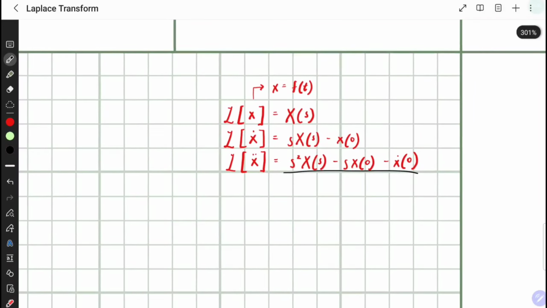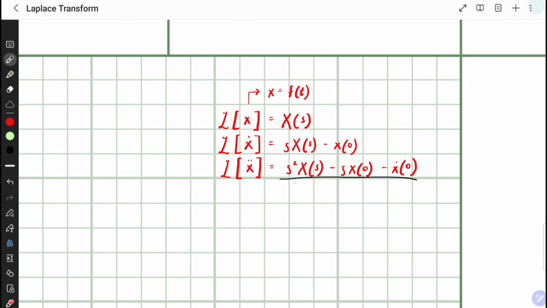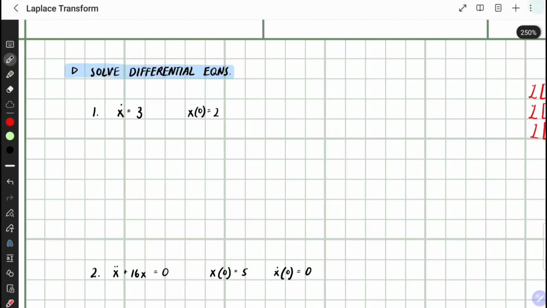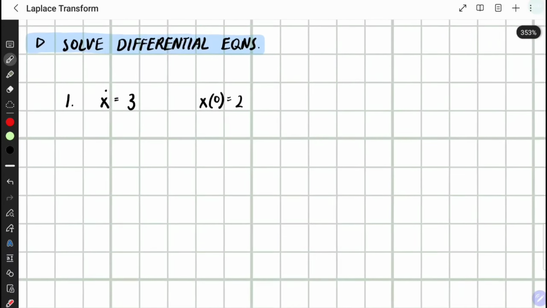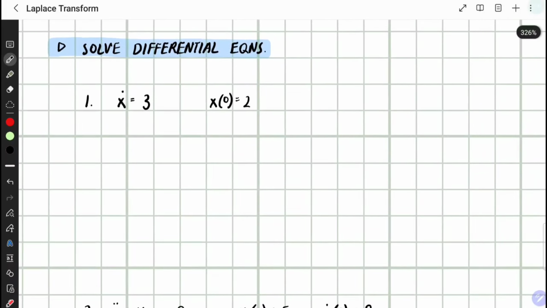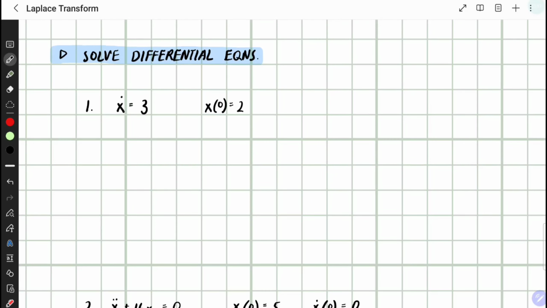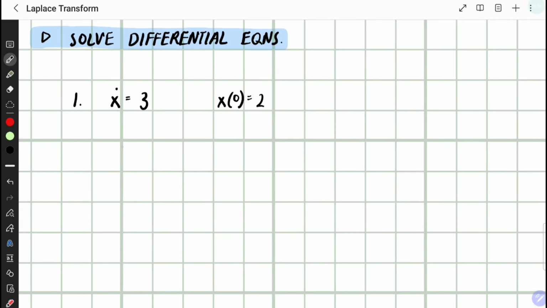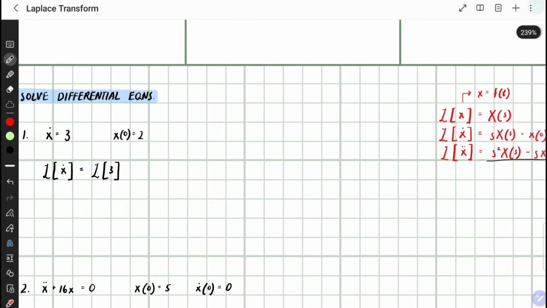So you can see here that these derivatives, if you take the transform of it, it turns it into an algebraic equation, gets rid of all the derivatives. And that's what we can do in this first example. We have x dot equals 3, and we're given our initial condition here. So we're solving for the initial function here. What is f of t, or in this case, what is x of t? So what you can do is take the Laplace transform of both sides here. Laplace transform of x dot is given here.